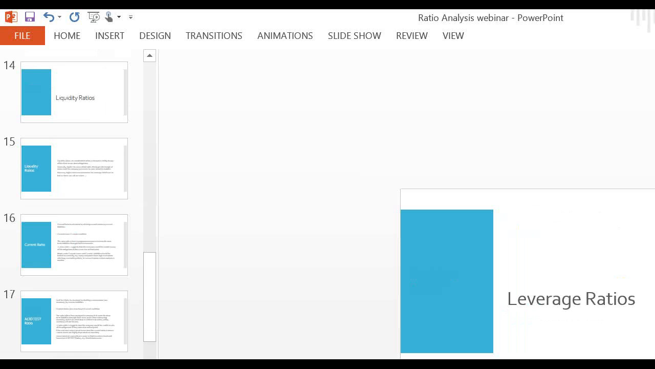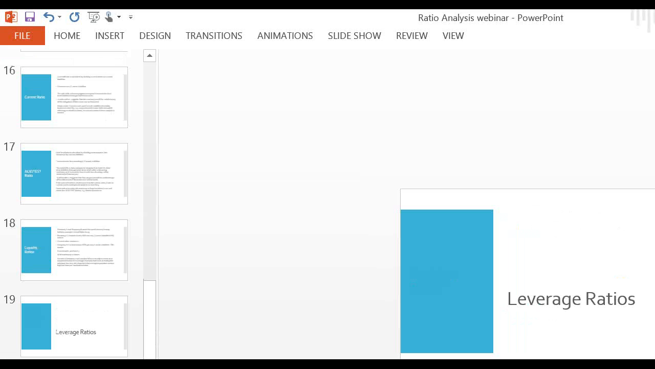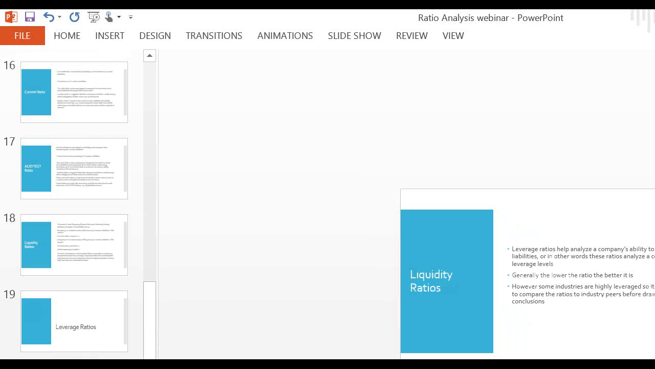Leverage ratios help us analyze a company's ability to pay back its liabilities, or in other words, it shows a company's leverage levels. Leverage basically means the amount of debt a company has borrowed. Obviously, a company finances its business through two portions. One is equity, and one is debt. The equity is the cash or investment which the company has put from its own pocket, and the liabilities or the debt portion is the portion which the company borrows from others to finance its business.